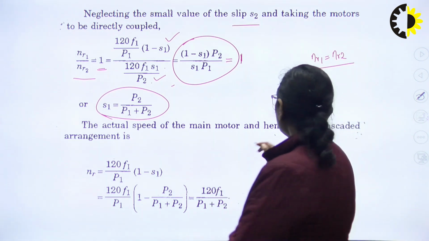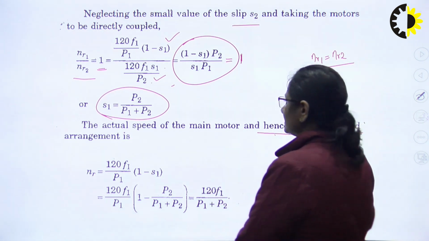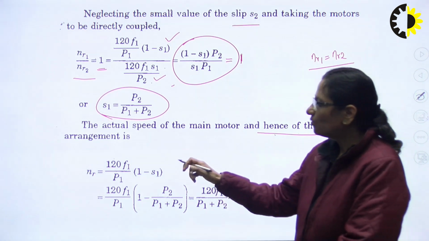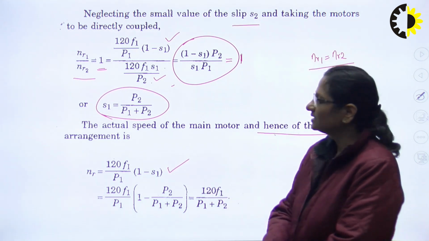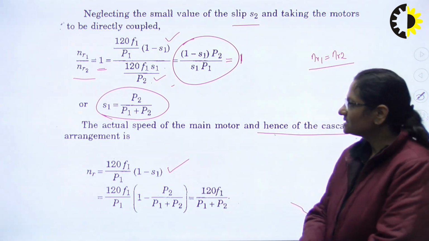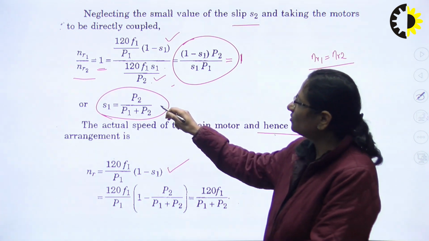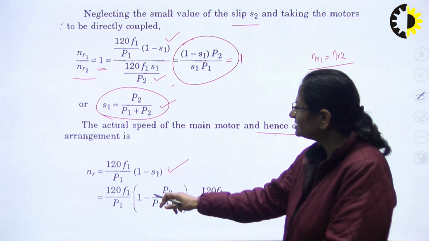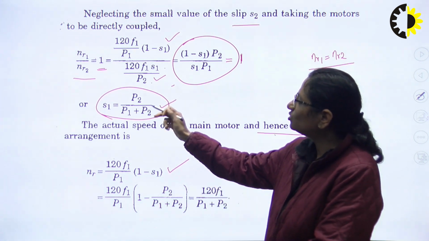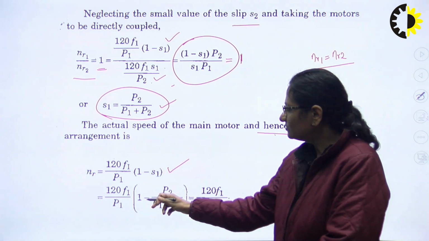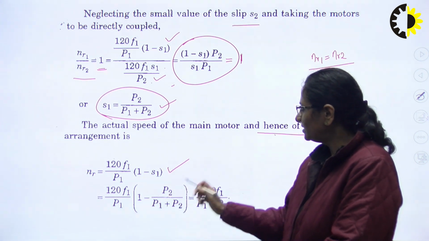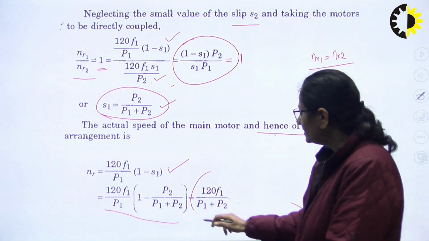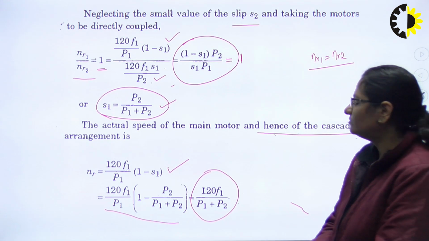The actual speed of the main motor, and hence of the cascaded arrangement, is NR equals 120 F1 upon P1 into 1 minus S1. Substituting the equation of S1 over here and solving, 1 minus S1 is given by P2 upon P1 plus P2. So it comes out to be 1 minus P2 upon P1 plus P2. Simplifying this equation, we get 120 F1 upon P1 plus P2.